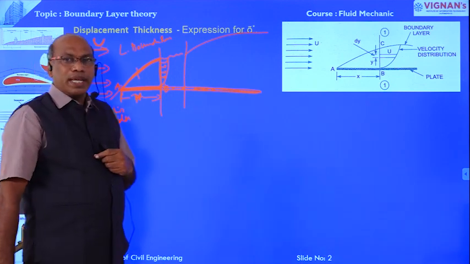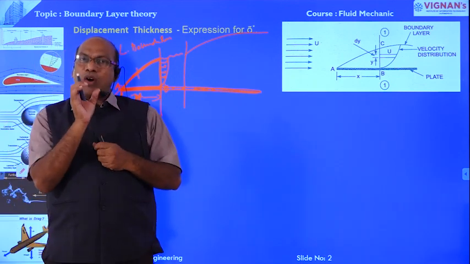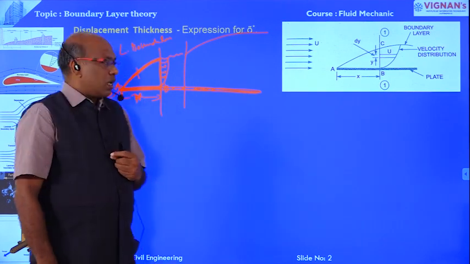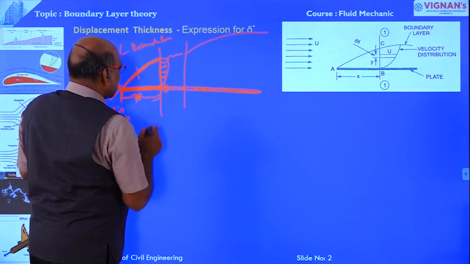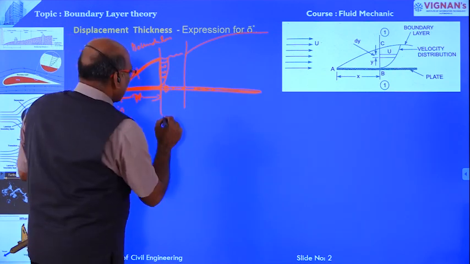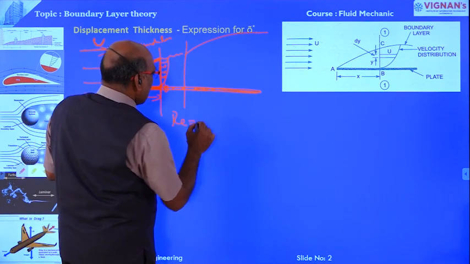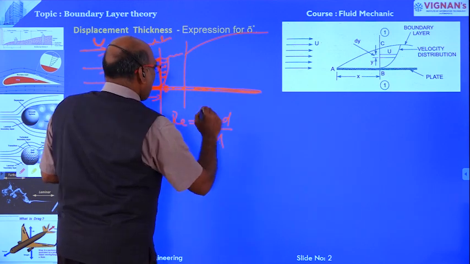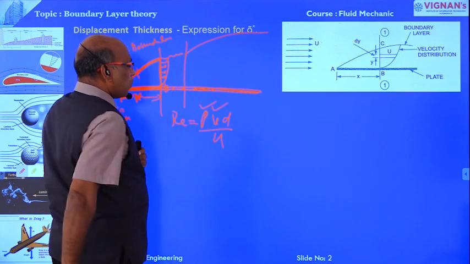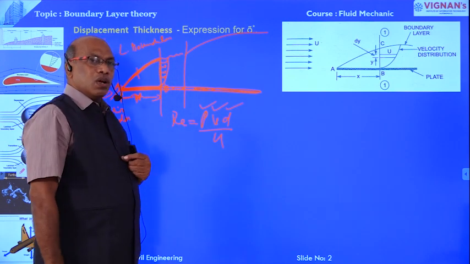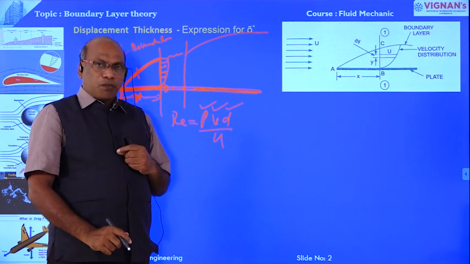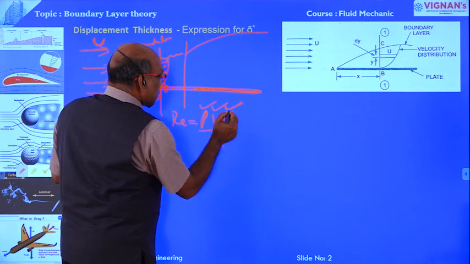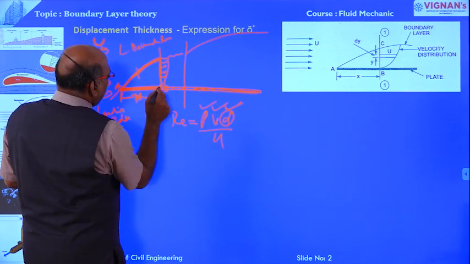Now the laminar zone is determined, and the distance of the laminar zone, x, is determined by using the Reynolds number. Reynolds number equals rho v d by nu, where rho is the mass density of the fluid, v is the velocity of flow, and d is the diameter of the pipe in case of pipe flow, whereas in case of open channel flow, d is the hydraulic mean depth. Here this d is nothing but the distance between A and B.